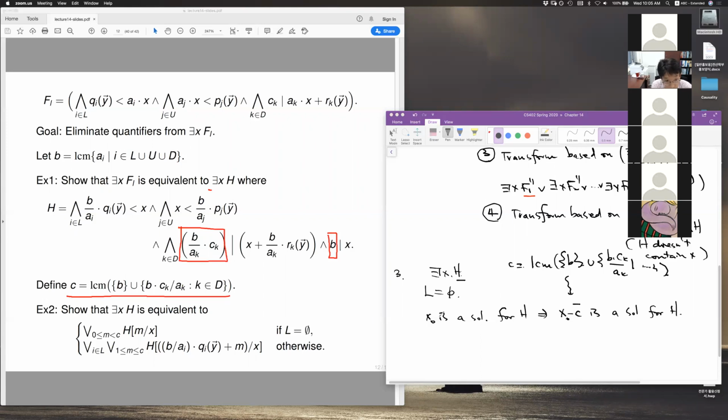But the interesting bit is, if L doesn't have any lower bounds, then the solution for H has the following property. If X0 is a solution, then subtracting C from X0 also gives a solution. And actually vice versa. If X0 subtracted with C is a solution, then adding C is also going to be a solution. So what does this mean?